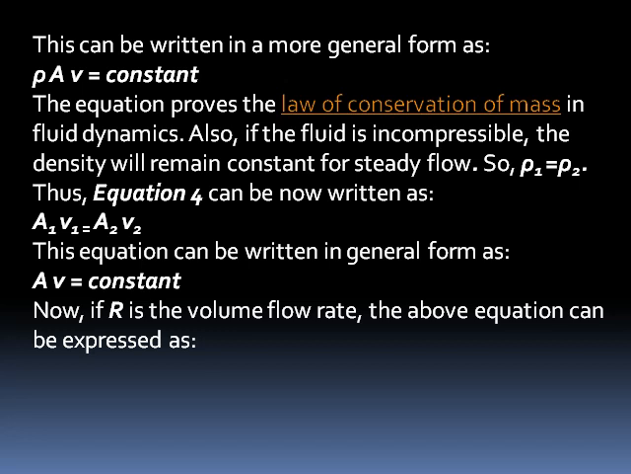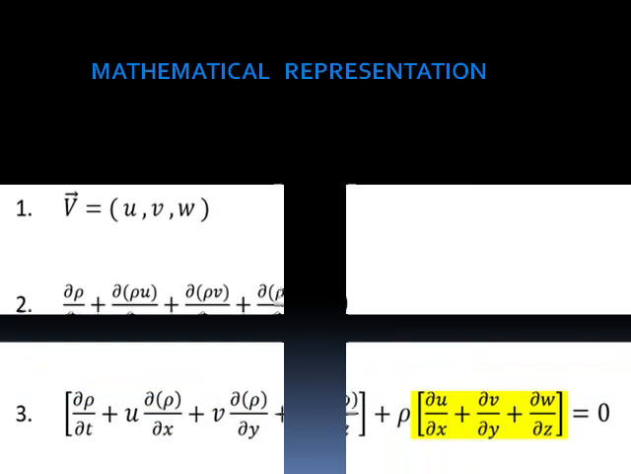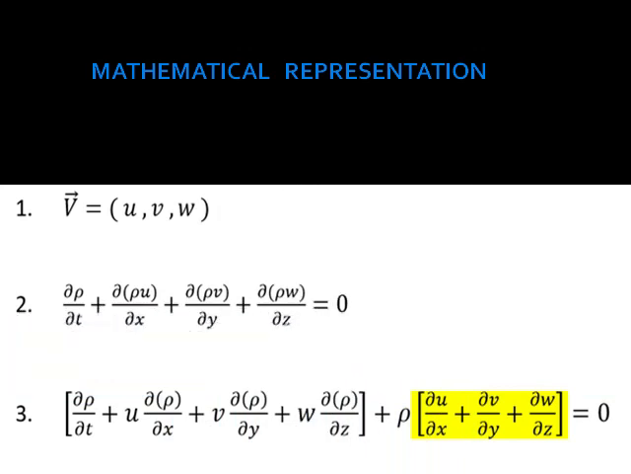So the continuity equation will become A1 V1 is equal to A2 V2. In general form we can state that AV is equal to constant. If we denote AV as the flow rate R or Q, then the above equation can be represented as R or Q is equal to AV is equal to constant. The mathematical representation is as shown here: if V is a function of u, v, w, then the change in density with respect to time and the change in rho u, rho v and rho w with respect to x, y, z will be 0.